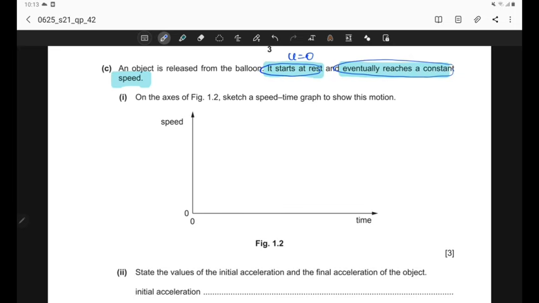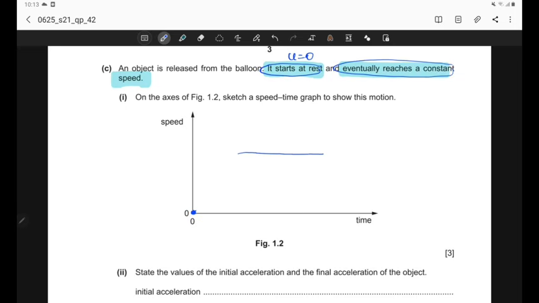So instead of its speed continuing to increase, at one point it reaches a terminal speed, or a constant speed. It's because of the air resistance. At the beginning, the object is at rest. So at the starting position, when time is 0, the speed of the object is 0. So we should start the graph from the 0 point, and eventually the object reaches a constant speed. After some time it reaches a constant speed, so it should be a horizontal line.